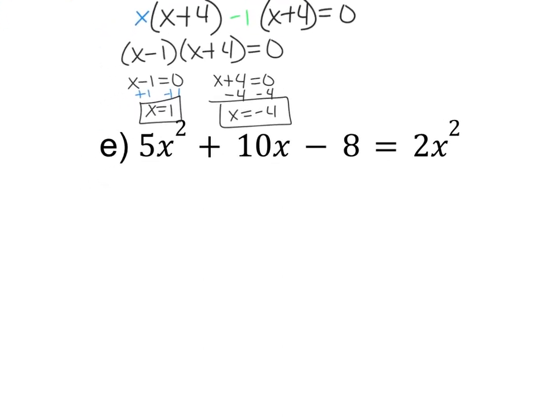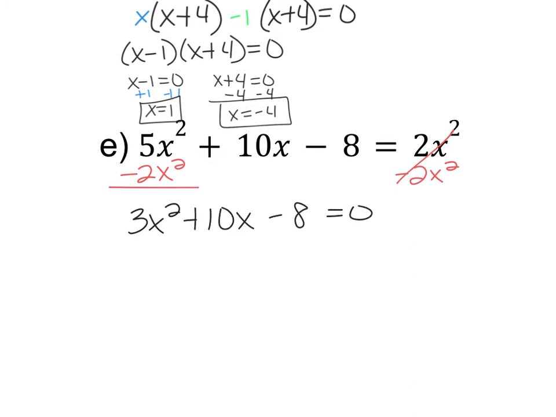Okay, we need to do this one. Let's do it. So let's get a 0 on one side. So I'm going to subtract 2x squared. Okay, so that would give me 3x squared plus 10x minus 8 equals 0.